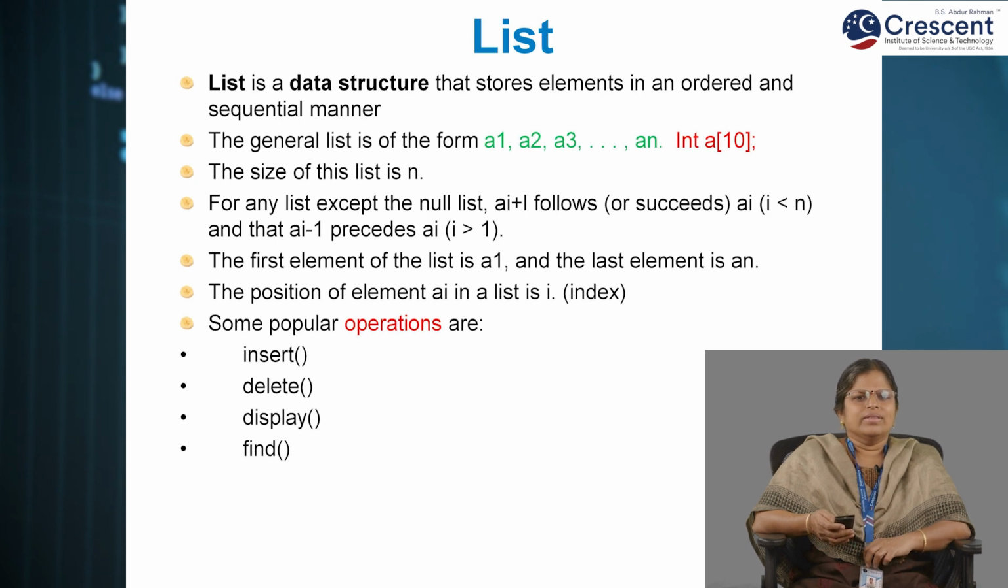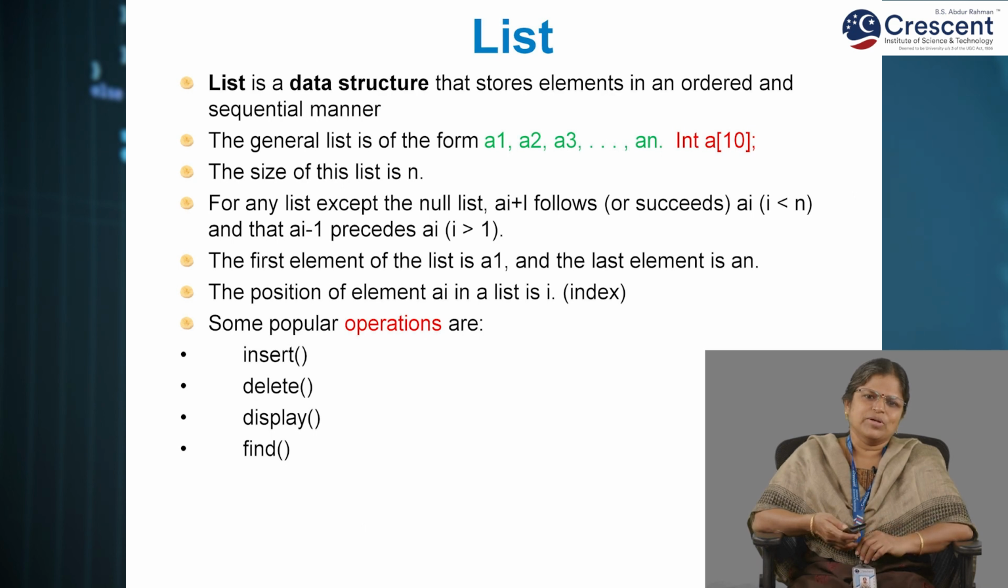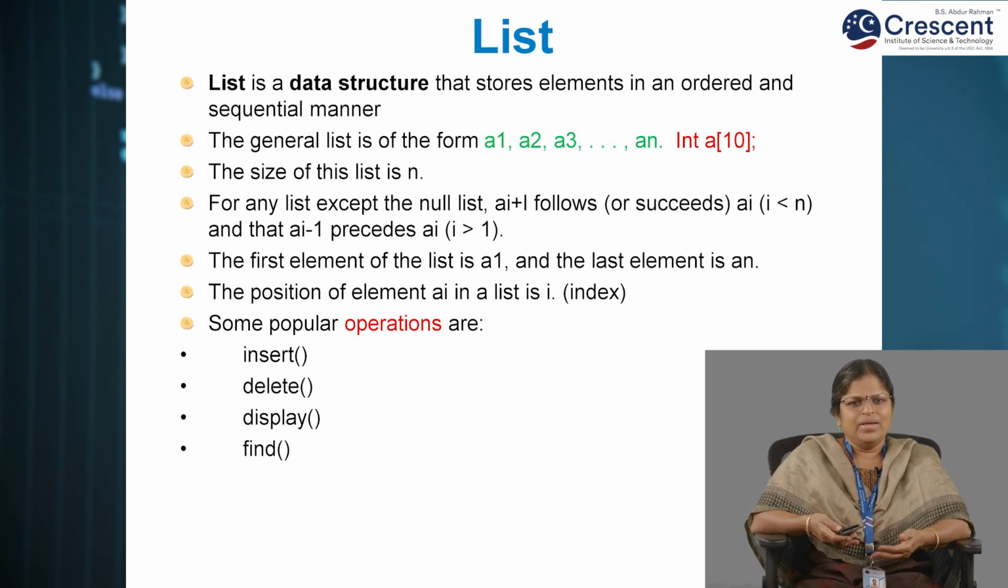These are some preliminaries with respect to the list. The size of the list we can say is n. For example, in int a[10], 10 is the maximum number we can store in this list. So what is the size? N is nothing but 10. We can use the size of the array equal to or less than 10.